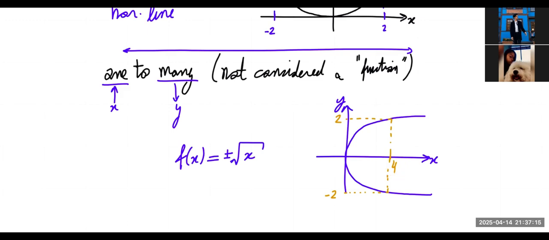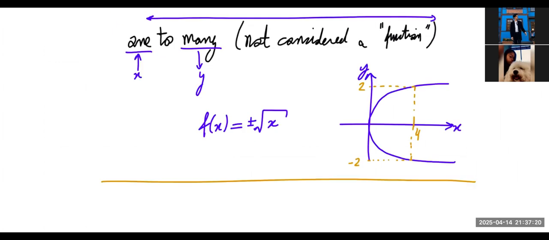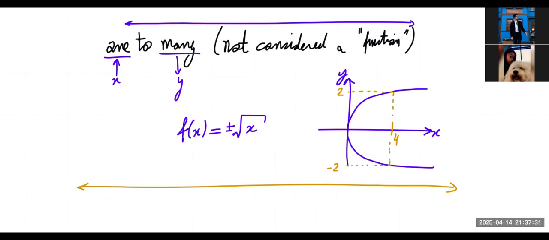This guy is not considered a function. We don't play with these guys at all. They're not invited to the party. None of the rules we're going to talk about are going to apply to them because they're not considered functions at all. How can we check whether something is a one to many? We use the vertical line test.